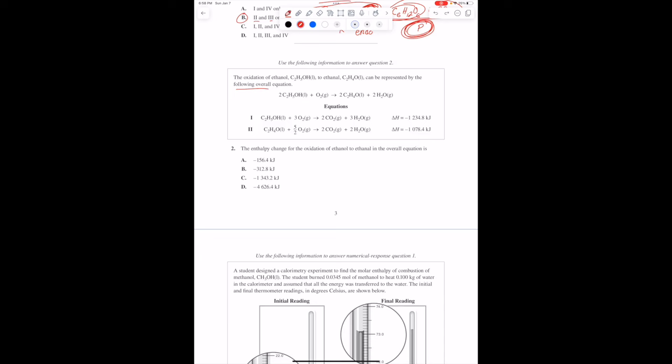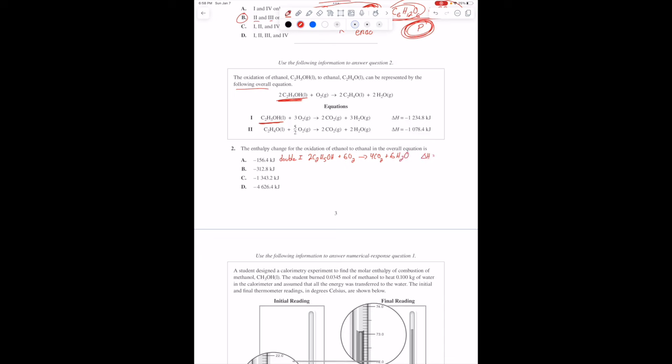Okay. To build that, I need to first start with this one. I need two ethanols as reactants. And I look and I see one ethanol as a reactant. So I need to double that one. So I'm going to write down what I'm going to do. I'm going to double equation one. So, 2 C2H5OH plus 6O2s makes 4 CO2s and 6 waters.